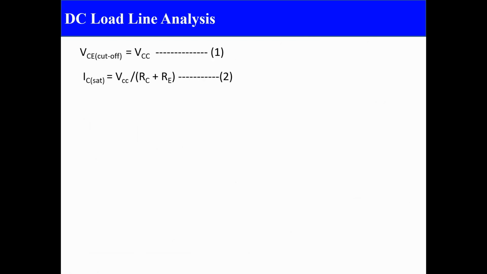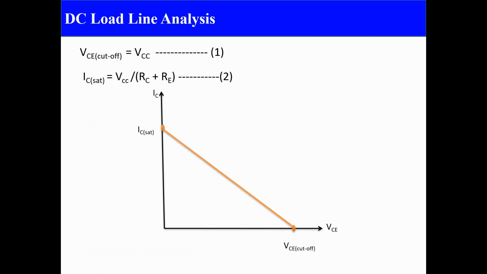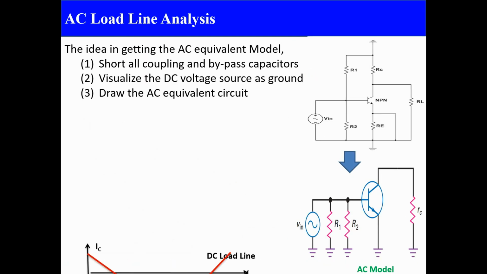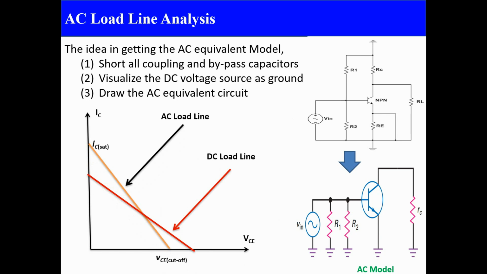As you can see here, IC sat is equal to VCC upon RC plus RE. So this is 0, so the total resistance is reduced, so the current increases. So this way the current is larger. That's why this AC load line is steeper. The AC load line is steeper.